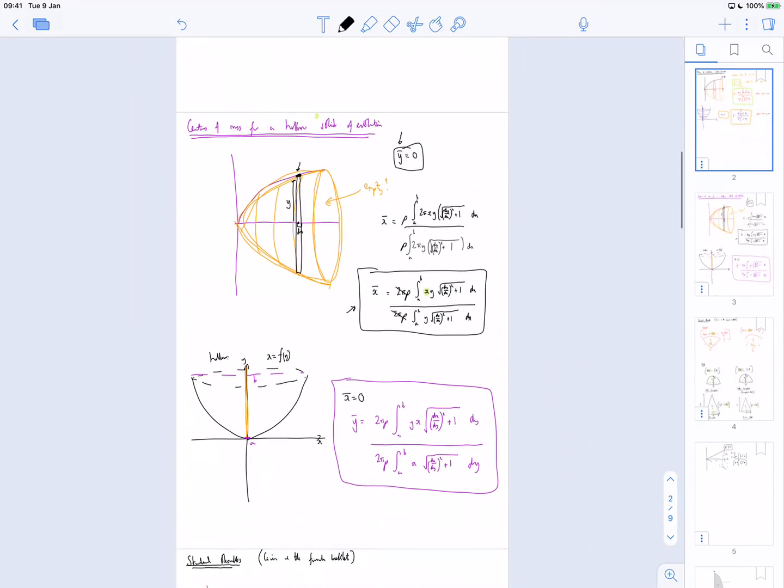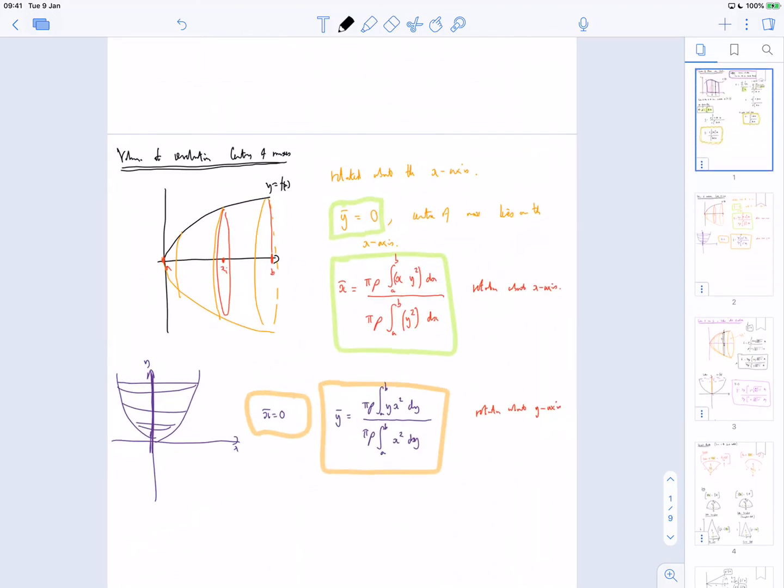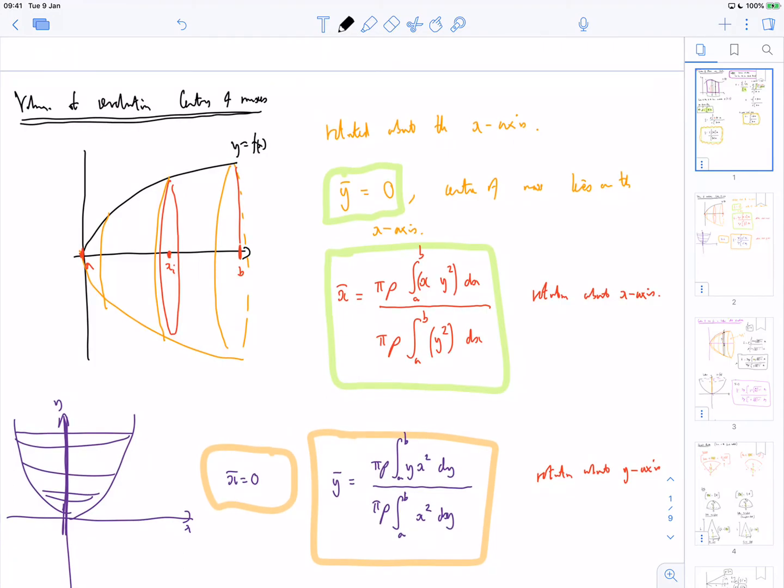Yeah, where's my solids of revolution? I did it over here. Don't want a hollow solid. Yeah, it's the same formula as this thing up here. You just have to be really careful.